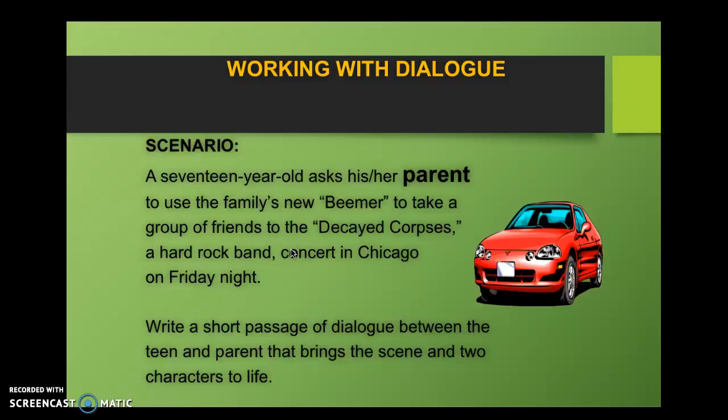Teen wants to take the Beamer and some friends to a rock concert in Chicago, and so the conversation that would transpire between the two. But again, you do not have to do this. This is just something for you to think about. What is it that would be said? One of the important things to remember about dialogue is that it should fit the person who's saying it in terms of their education, in terms of their age, in terms of, realistically, what someone this particular age would say. And so you want it really to fit the characters. And that is it.